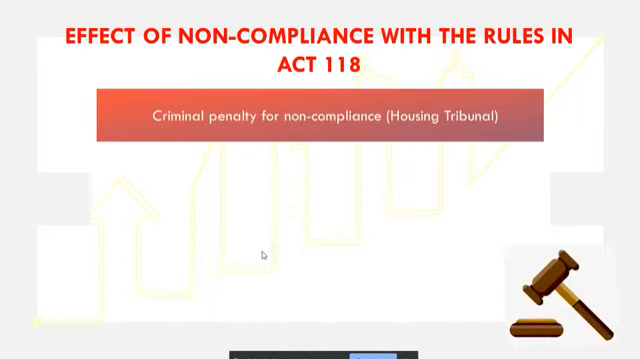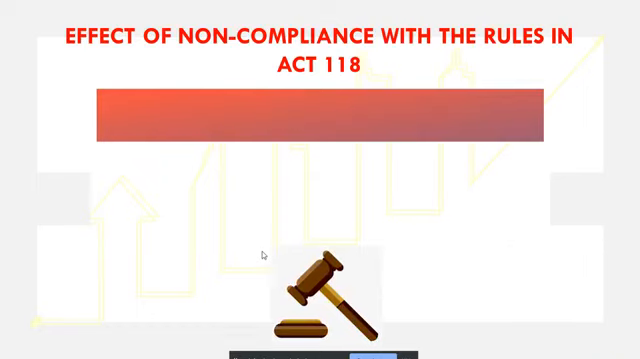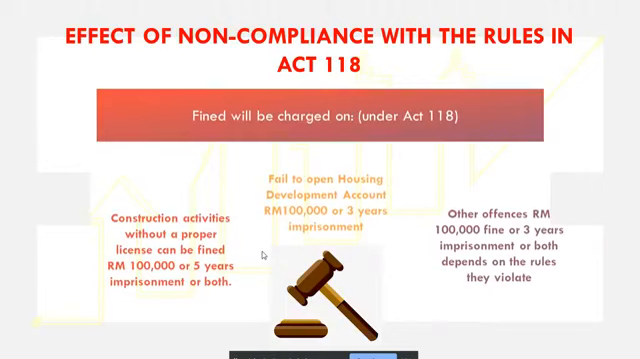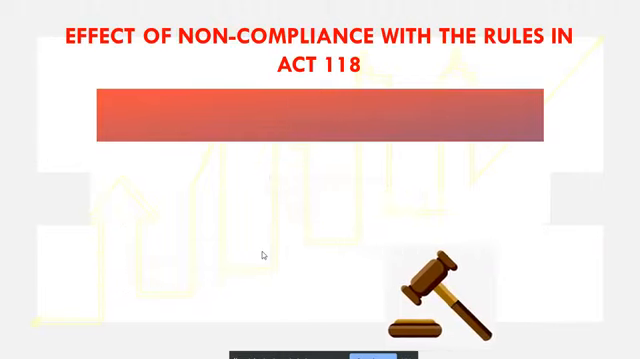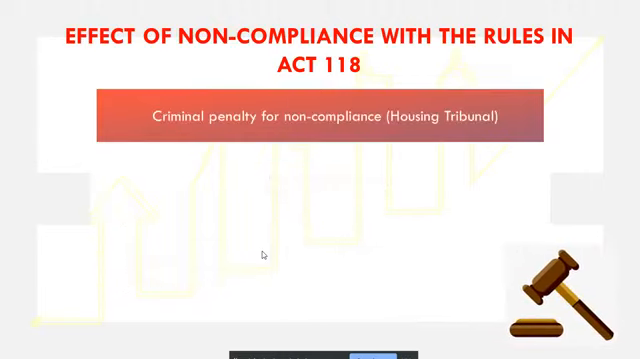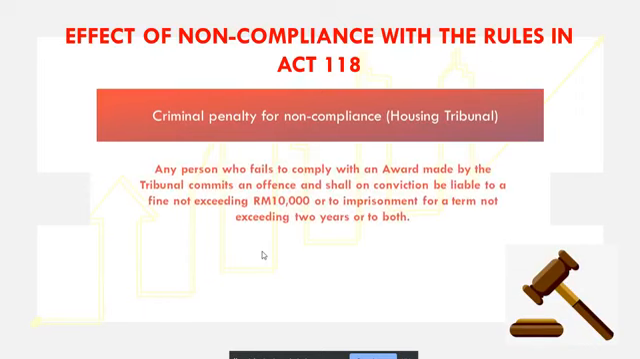So criminal penalty for non-compliance, ni untuk housing tribunal. Tadi ni lebih kepada under akta tersebut. Ini untuk housing tribunal yang kita menegakkan hak home buyer tadilah, apa-apa yang claim tu. So any person who fails to comply with the award made by the tribunal commits an offence and shall on conviction be liable to fine not exceeding 10,000 or imprisonment not exceeding 2 years or both lah.